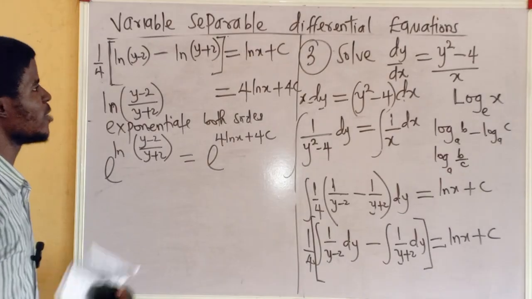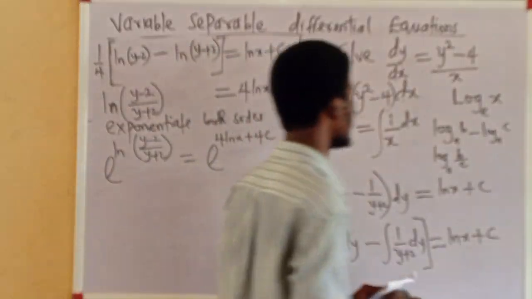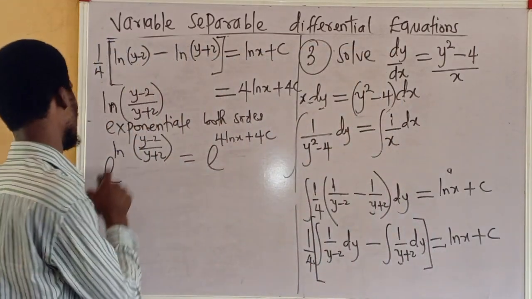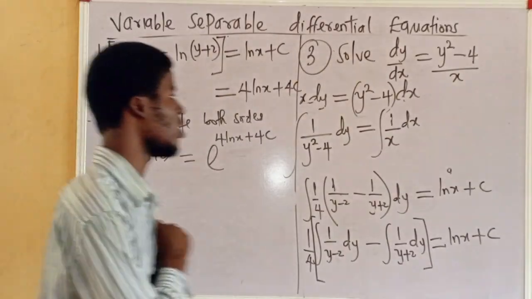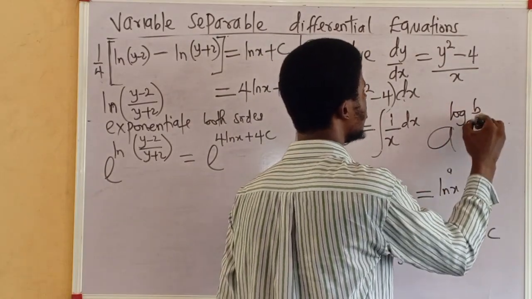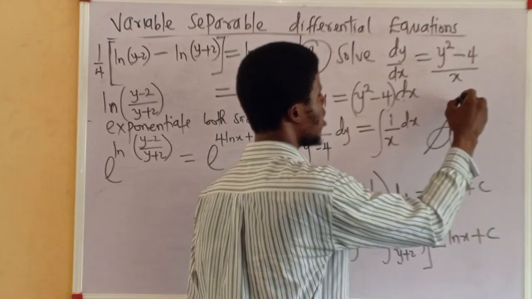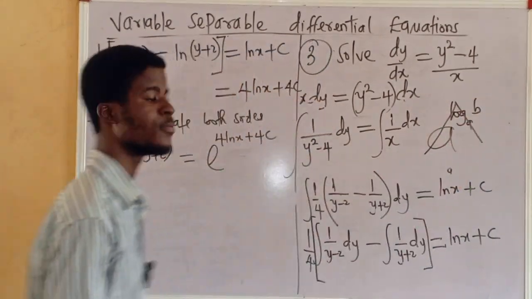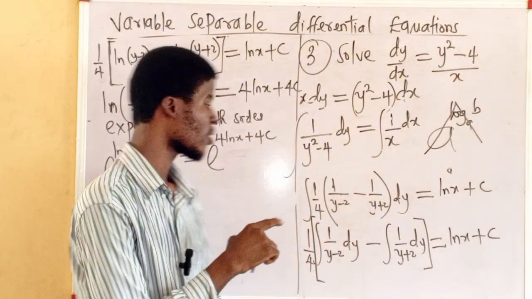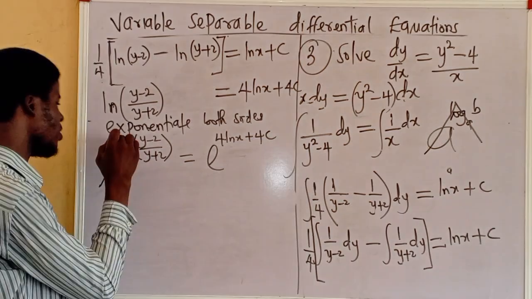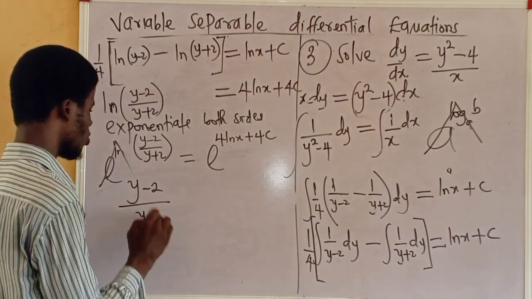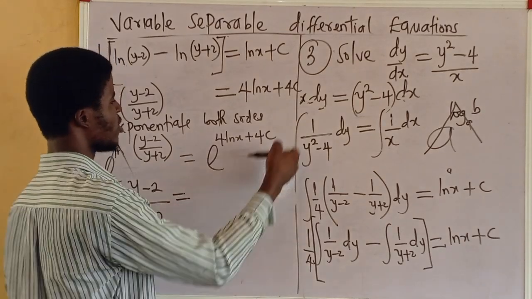Another law of logarithm we are going to apply here. We are just applying the law of logarithm as if we are solving a logarithm problem. Now this is e to the power of ln (y − 2) over (y + 2). The law says that if we have a raised to the power log b to base a, the a here will cancel the log and the base a, leaving us with b. Remember that natural logarithm is log to base e. So this e cancels the ln, and we are left with y minus 2 all over y plus 2. I want to simplify the right side now.